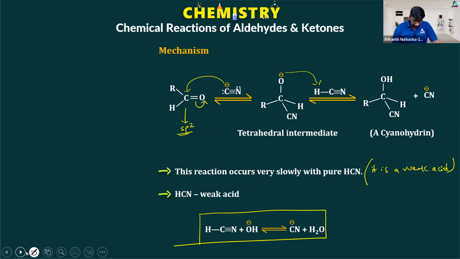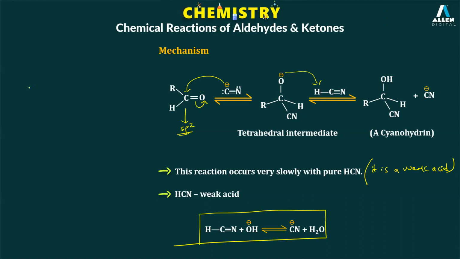Now I have asked a question: why should we not do the same reaction in acidic medium? Acidic medium can also increase the electrophilicity of the carbon. Common ion effect. Yes, very good. Due to the common ion effect, the dissociation of HCN will decrease, thereby decreasing the concentration of the nucleophile. So we should not use acidic medium.